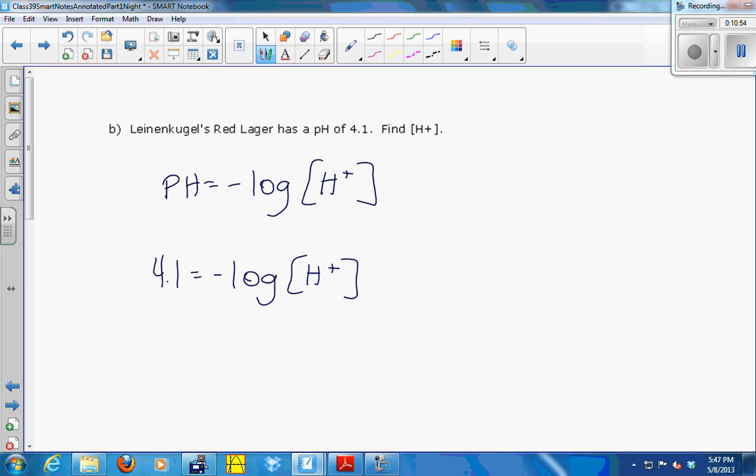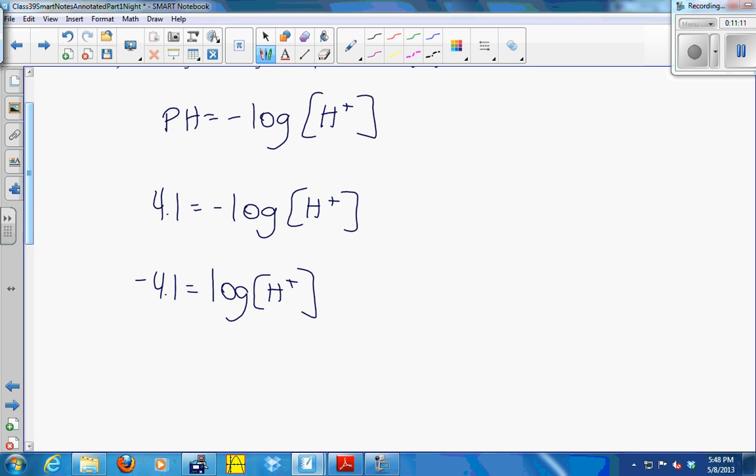So when I'm trying to solve a log equation, the first thing you try to do is isolate the log. So I'm going to multiply both sides by -1. Then there's a little 10 hiding right there. When you're solving a log equation, the key step is to change it to an exponential equation. So what exponential equation is equivalent to this log equation? 10 to the negative 4.1 is the hydrogen ion concentration.